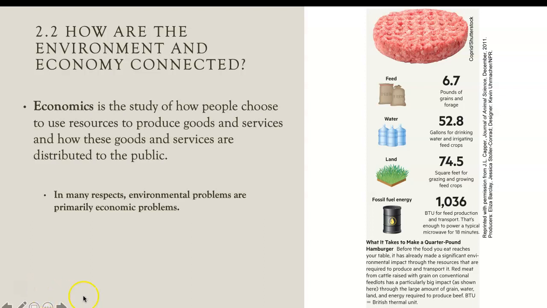So just a quick view of this graph here. To produce a quarter pound of hamburger beef, okay, only a quarter pound, you can see we have to use about 7 pounds of greens and about 50 gallons of water, about 74 square feet for grazing and growing feed crops, and this much energy to produce a little bit of meat like this.